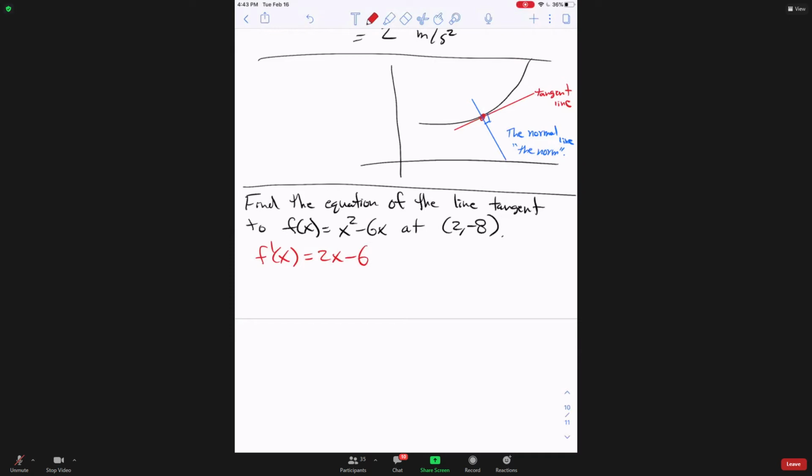What's the next step? I think we plug in 2 into the x. Yes. Four minus 6, which is -2. So that's the slope of the tangent line. Now we need to get the whole equation. So we got y equals -2x plus b.